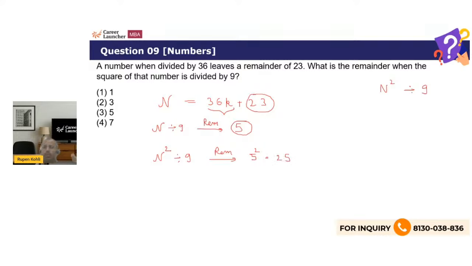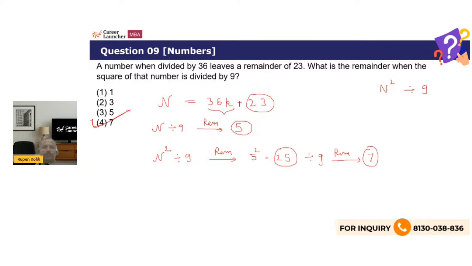25 is not a possible remainder when divided by 9. So we need to further divide 25 by 9 to get the actual remainder. 25 divided by 9 gives a remainder of 7, because 25 is 18 plus 7. 7 is your remainder, right?